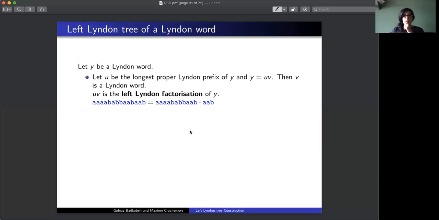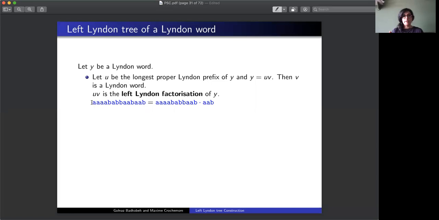What about, I'm talking about left, and you may think, what is the right version of it and why they're different? If Y is a Lyndon word, we are looking at the left Lyndon tree and therefore the left Lyndon factorization of this word. For the left tree, we look at the prefixes and take the longest proper Lyndon prefix of Y and factorize at that position where this longest Lyndon prefix ends.